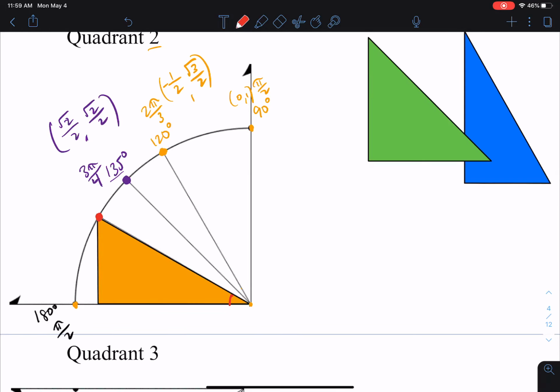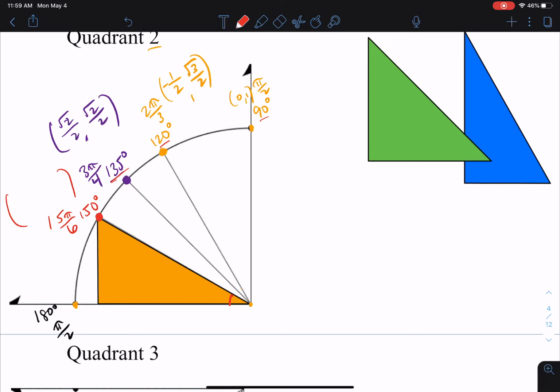Okay, so the last angle that we're going to talk about in the second quadrant, so we have 90, we have 120, we have 135, and then the last one is going to be 150 degrees. When you convert that to radians, you get 5 pi over 6. So the last thing we've got to do in quadrant 2 is figure out what the coordinates of this red dot here are.